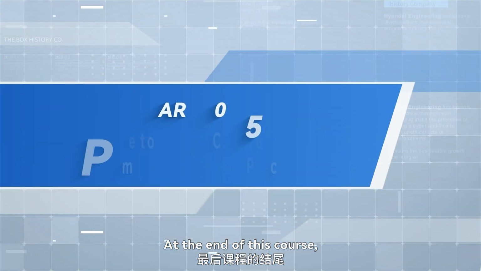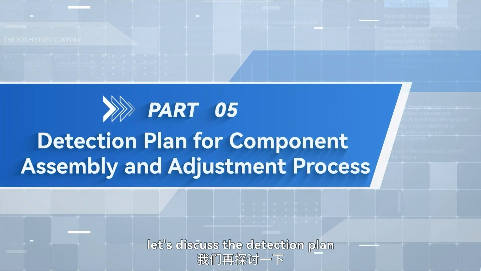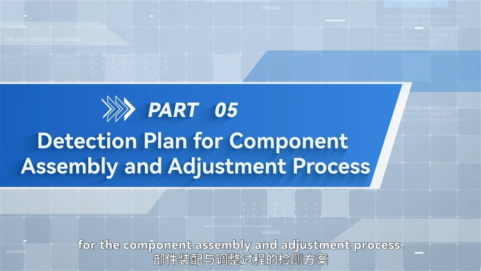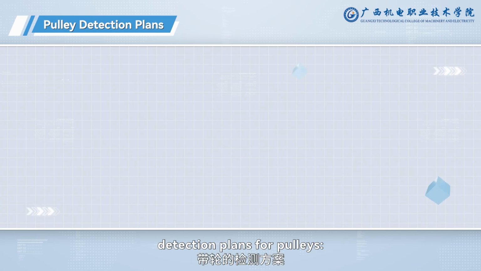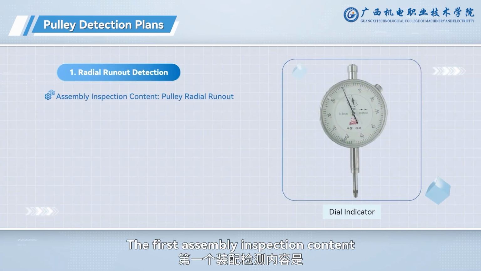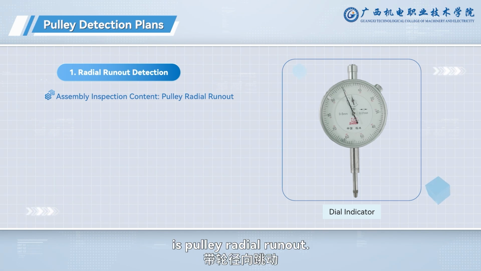At the end of this course, let's discuss the detection plan for the component assembly and adjustment process. The following are 4 commonly used detection plans for pulleys. The first assembly inspection content is pulley radial runout.